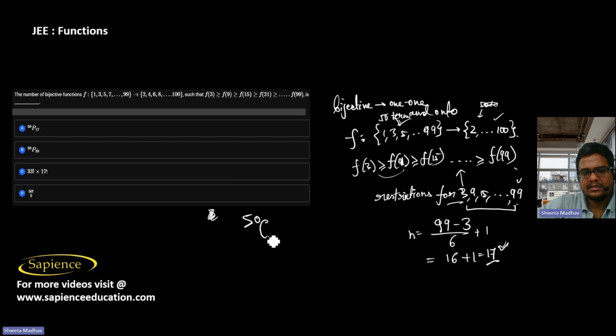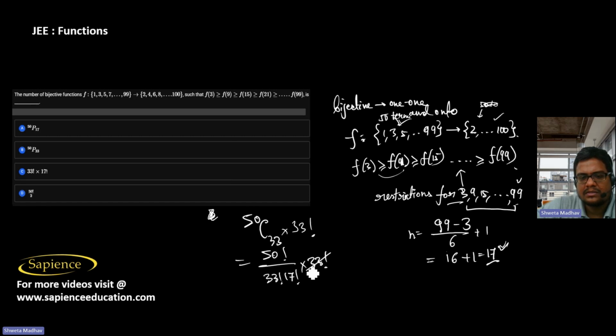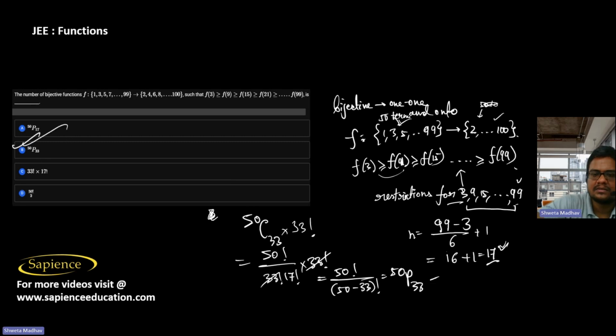So 50C33, we will select 33. And then we can arrange them also in 33 factorial ways. So this will be 50 factorial by 33 factorial into 17 factorial into 33 factorial. So this is nothing but 50 factorial by (50 minus 33) factorial. So this is nothing but 50P33. So option B is the correct answer. So these many bijective functions we will have.